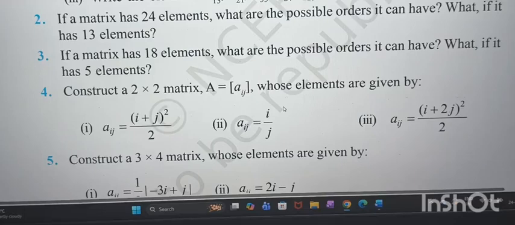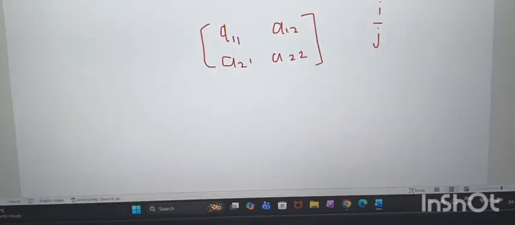Now similarly, they're asking the next question also. So again 2 cross 2 matrix, and here this formula you have to substitute now. So again this is very simple. So i and j values, 1 by 1 will be 1, 1 by 2 will be 1 by 2, 2 by 1 will be 2, 2 by 2 will be 1. Very simple. Our matrix is ready.